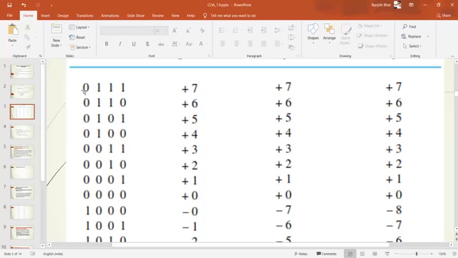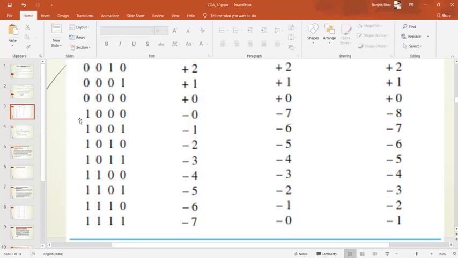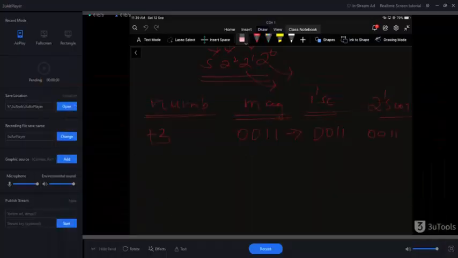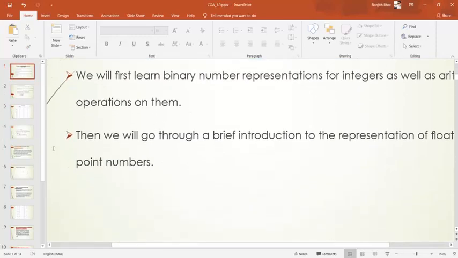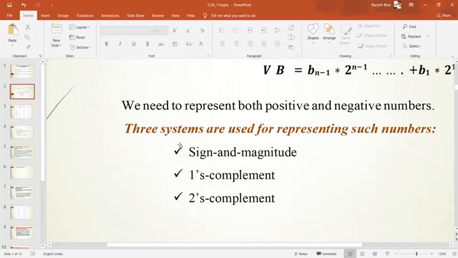What is interesting is that if the MSB is 1, it is negative. The representation is negative for a 4-bit representation. Try to understand that if I have a number, I can represent it with the signed magnitude, unsigned magnitude and complement magnitude, that is 1's complement and 2's complement.